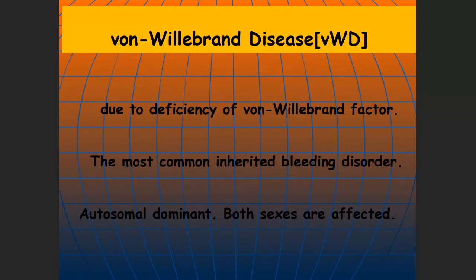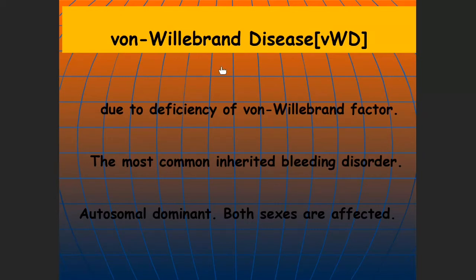The third inherited coagulation factor defect is von Willebrand disease. As I mentioned, von Willebrand factor is part of factor 8. Factor 8 is made up of von Willebrand factor and factor 8 clotting antigen. The function of von Willebrand factor in factor 8 is as a protective carrier of the clotting antigen. It carries factor VIII clotting antigen in the circulation, and it prevents its breakdown by enzymes. The second function of von Willebrand factor is to mediate platelet adhesion to the subendothelial collagen fibers.